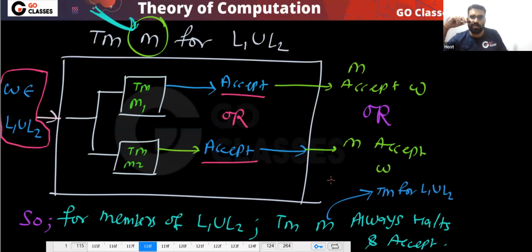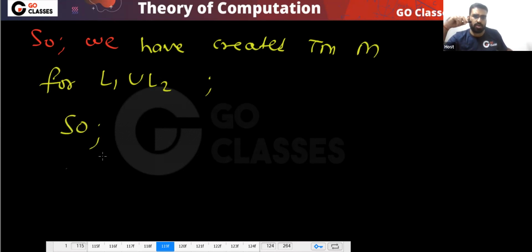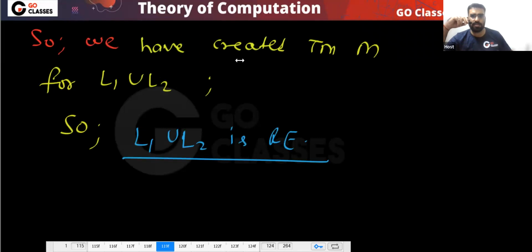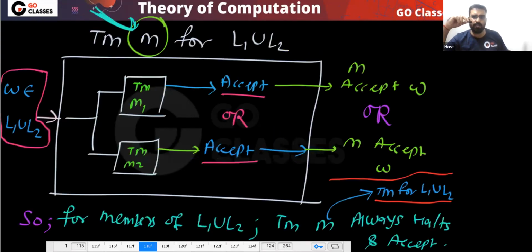So what can I say about L1 union L2? We have created a Turing machine for L1 union L2. So this L1 union L2 is RE. Okay, so it is RE. Is this clear? Is this proof clear?